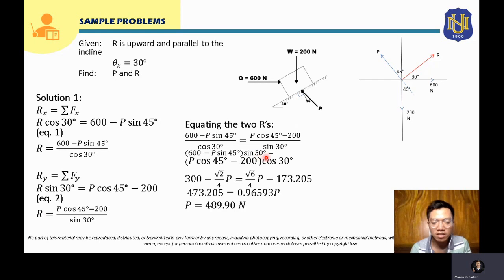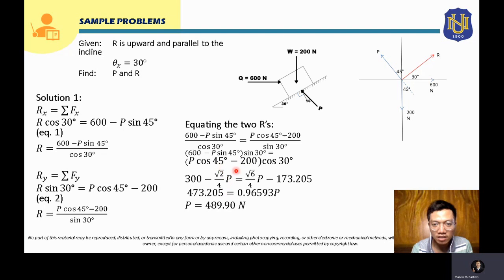So distributing sine 30 degrees, that will be 600 times sine 30. So that will give you 300. So this will be the 300. Now for p sine 45 times sine 30, that will be sine 45 times sine 30. That will be square root of 2 over 4. Since it's negative here, it will be negative square root of 2 over 4 times p.